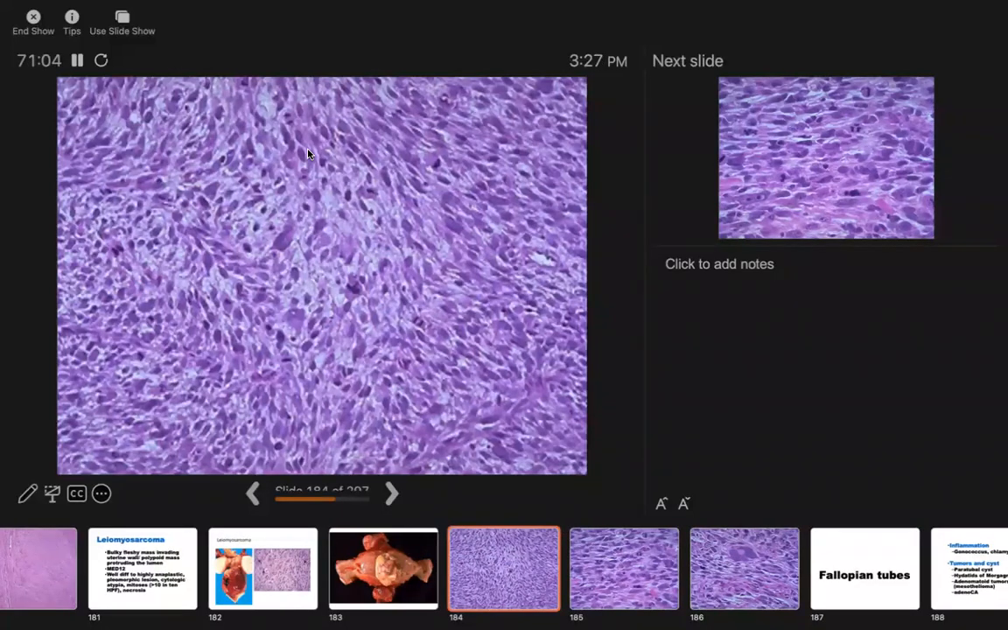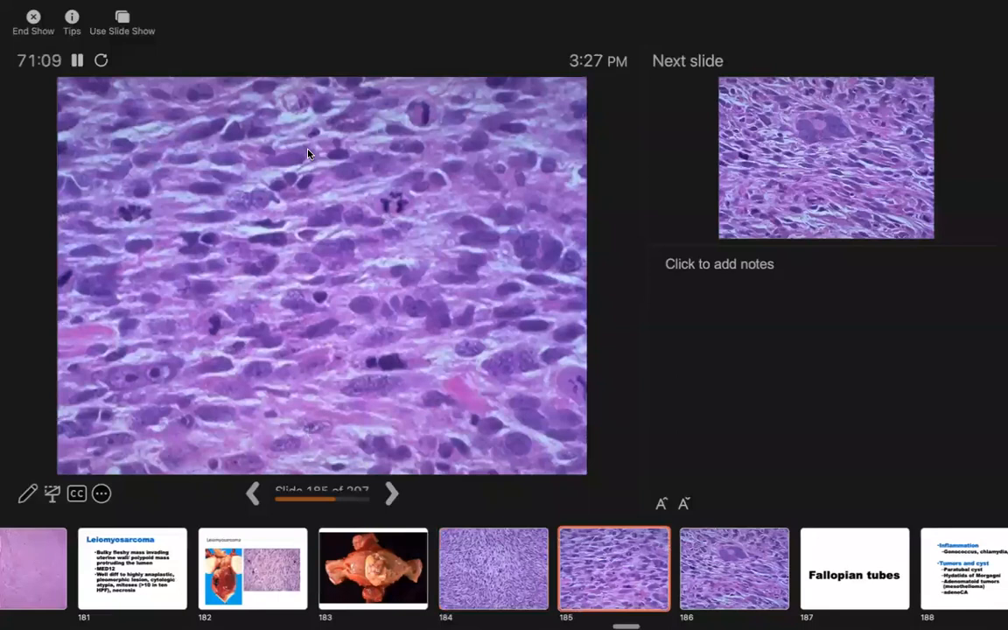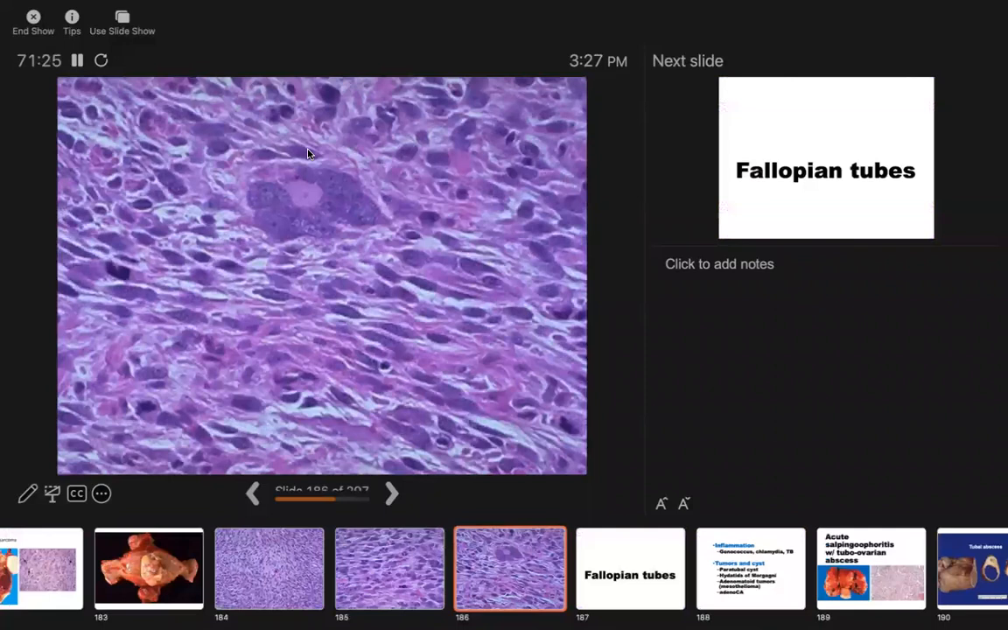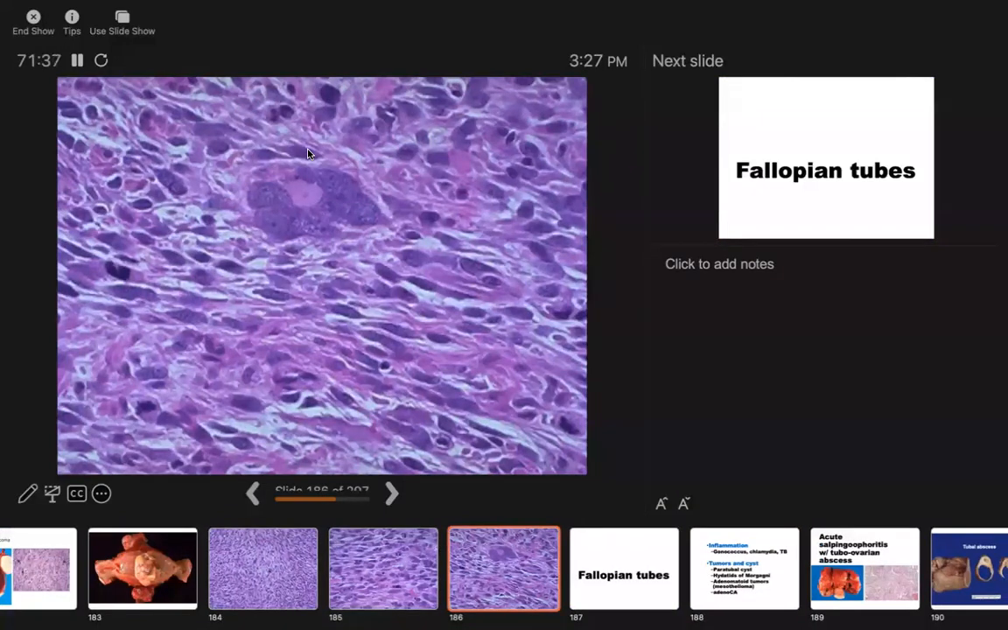Okay, so how many slides do you take? As much as one slide for every centimeter of the mass. So if you have a 20 centimeter mass, you are supposed to take 20 slides and count the mitotic figures in all of those slides. Okay. So do not forget atypia, mitosis, necrosis.